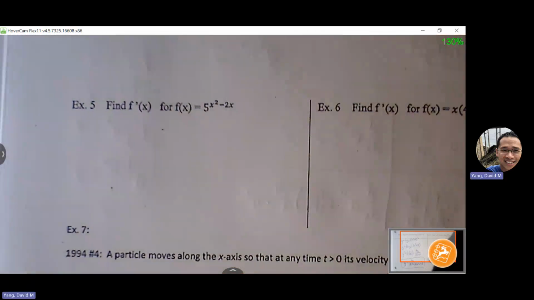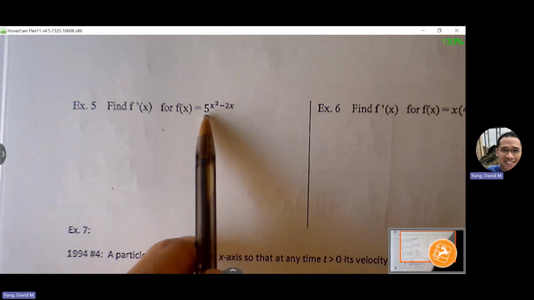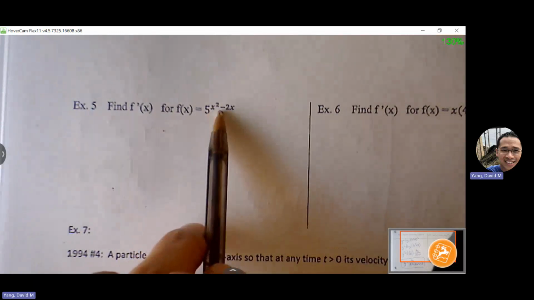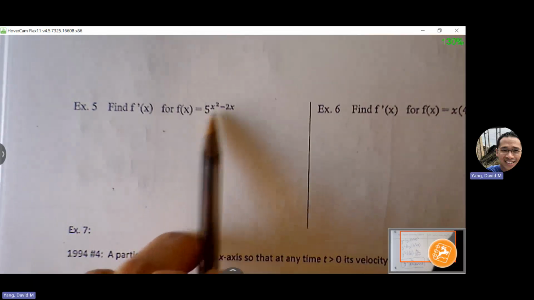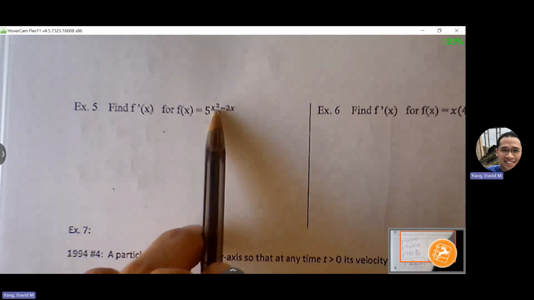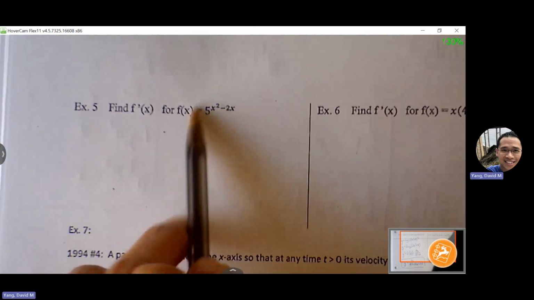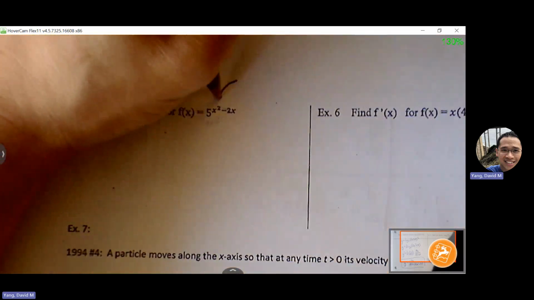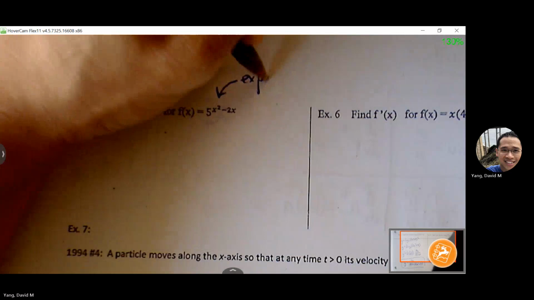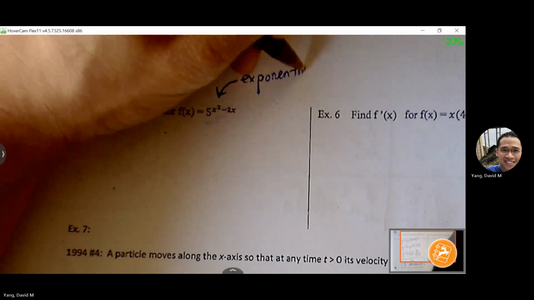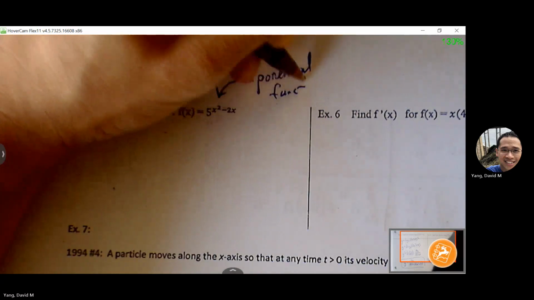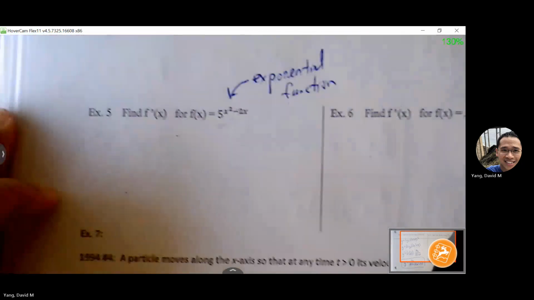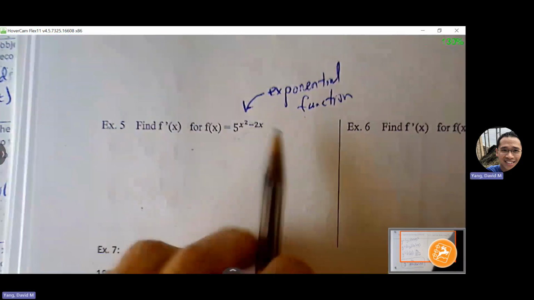So example 5 is an instance of that. We have to be able to recognize the different families of functions, right? This is not power rule. This is not a variable raised to a variable. This is a constant raised to a variable. This falls under an exponential function, right? We have to recognize this as an exponential function, and then we can apply accordingly, right?